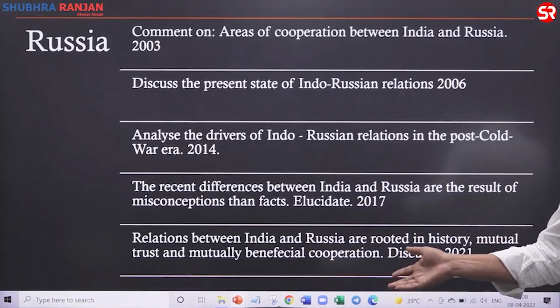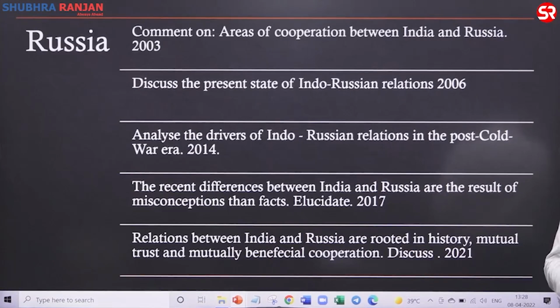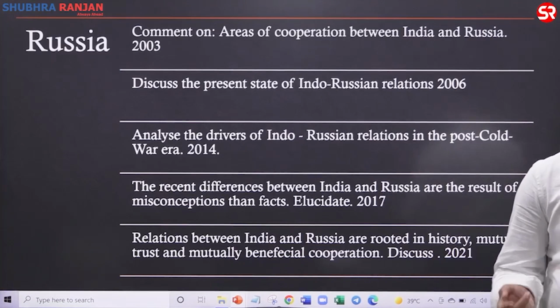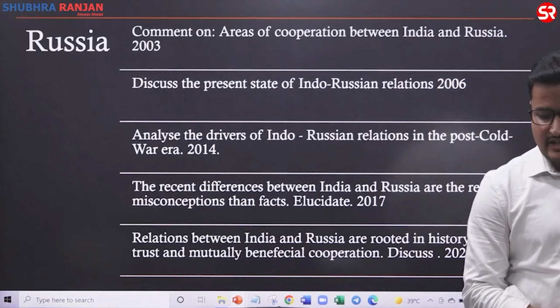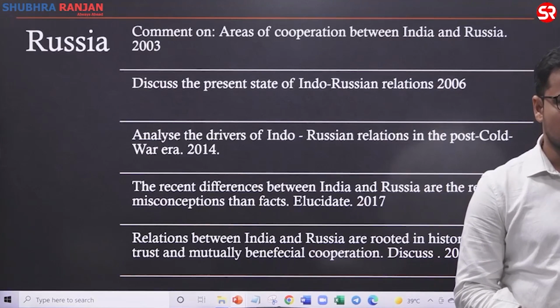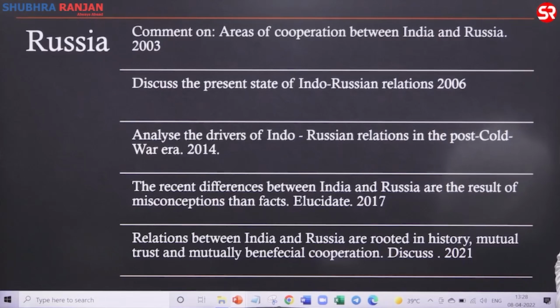This is not a question of current affair. This is a thematic question. Here you have to talk about the evolution of the India-Russia relationship. Similarly, in 2017, the recent differences between India and Russia are the result of misconception than facts, elucidate. अब IR में जो recent word होता है ना, वो at least 20 साल होता है, 20 years. It's not that कि पिछले 3 महीने में क्या हुआ. So questions are always on theme.